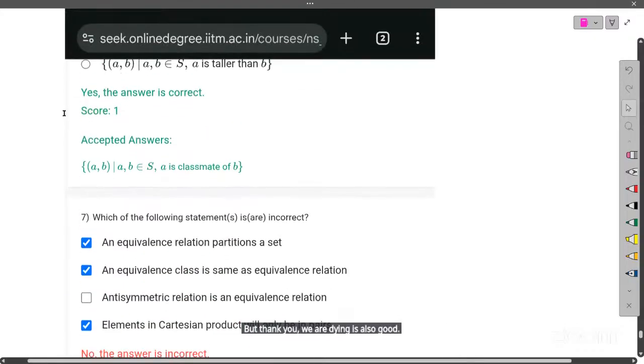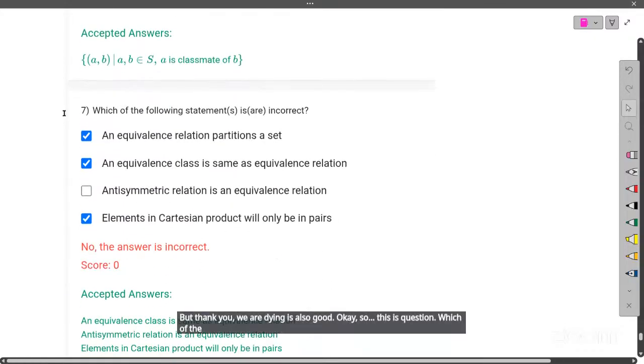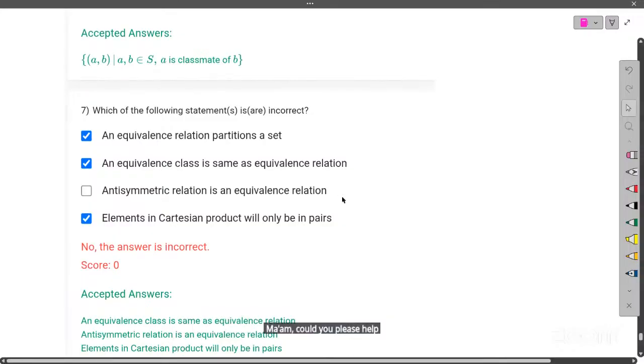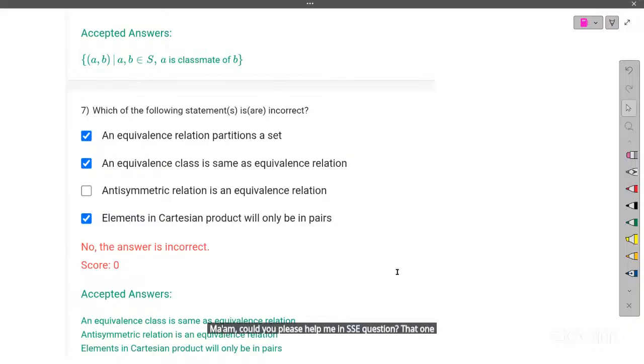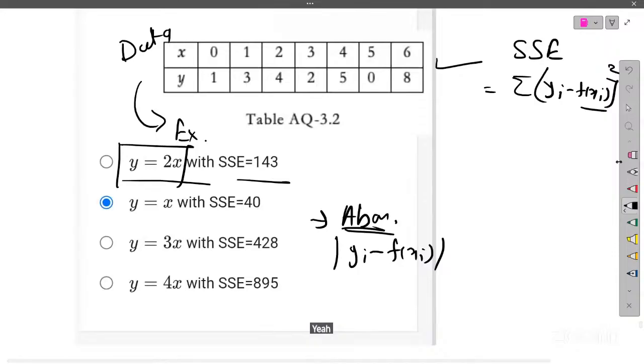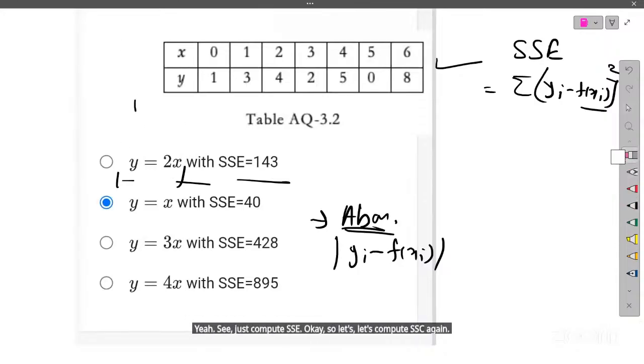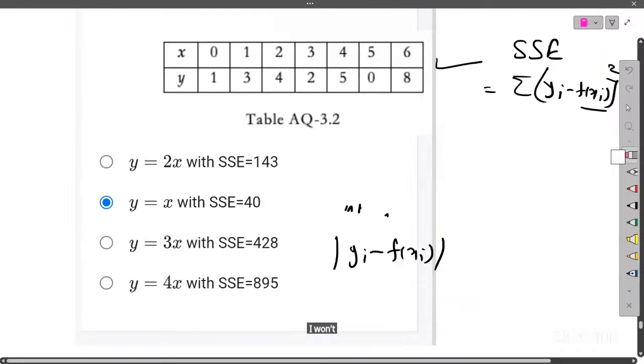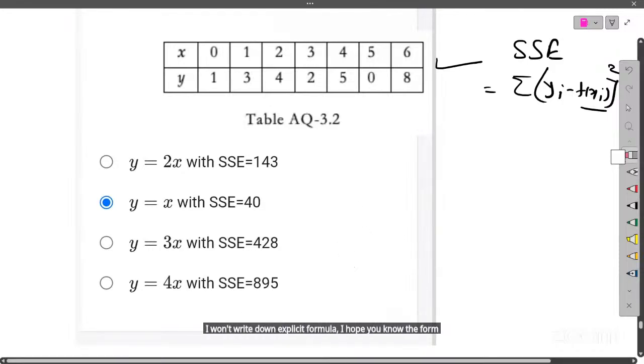Okay, so this is the question. Which of the following statements is correct? Ma'am, could you please help with the SSE question, the one which you have shown? See, just compute SSE. Okay, so let's compute SSE then. I won't write down the explicit formula. I hope you know the formula. I'll just try to compute it with you.